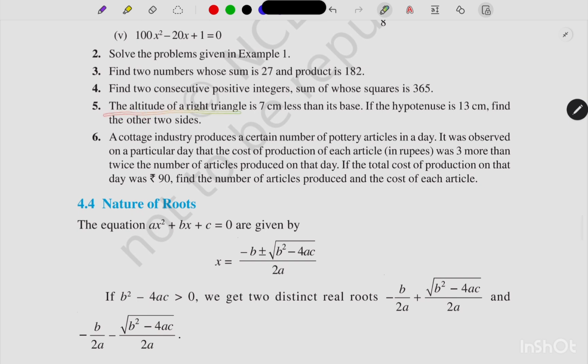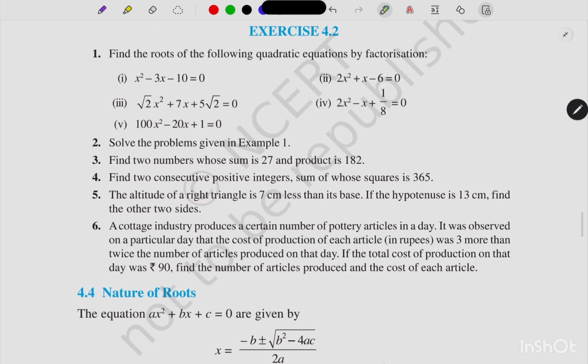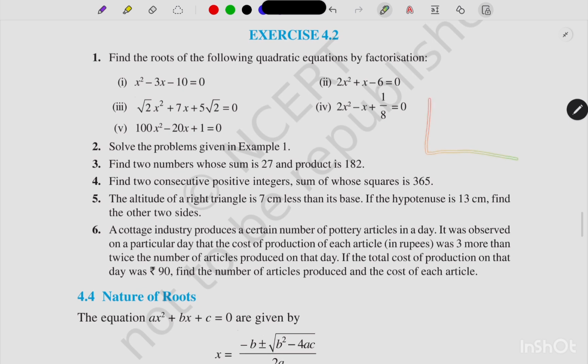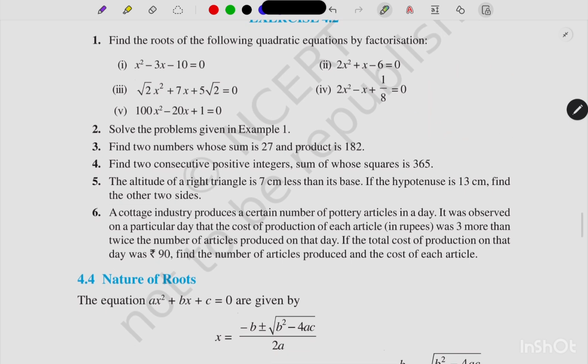The altitude of a right triangle is 7 centimeters less than its base. The hypotenuse is 13 centimeters. Find the other two sides. Now, what is this based on? It is based on the Pythagorean theorem. Let's say this side is A, this side is B, and this side is C. Then C square will be A square plus B square for every right angle triangle. Pythagorean theorem, I hope you know it, because if you don't, you're pretty much cooked in this equation.